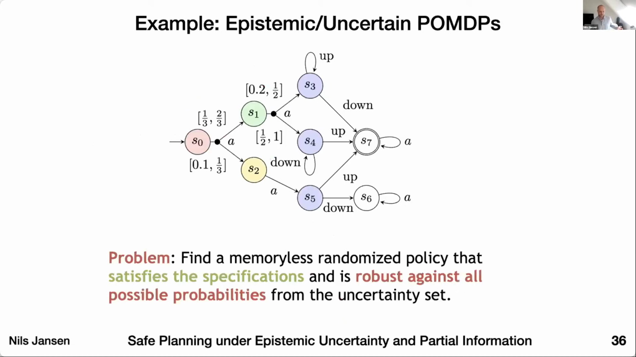So this is again one of those models with these ranges. And now what we really want to solve in our setting here is to find a memoryless randomized policy that satisfies our specifications and is robust against all possible probabilities from the uncertainty set. What is the uncertainty set? It's the set of these imprecise probabilities that we have here, right? These ranges of probabilities. And naturally, this makes the problem harder now.